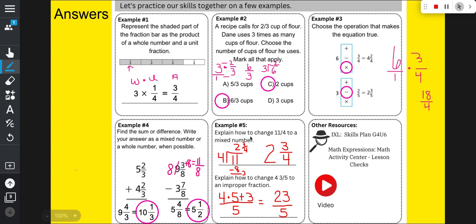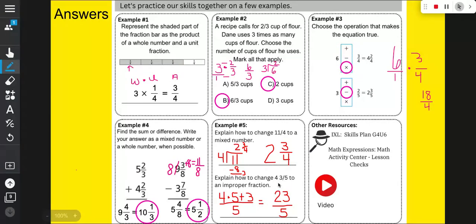The next one, if we're taking 11 fourths and turning it into a mixed number, we're going to do 11 divided by 4. 4 goes into 11 2 times. 2 times 4 is 8. We subtract it away and we get 3 left over out of the 4. So our answer is 2 3/4.